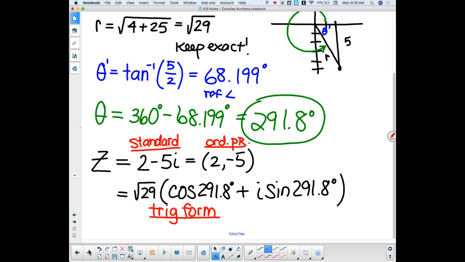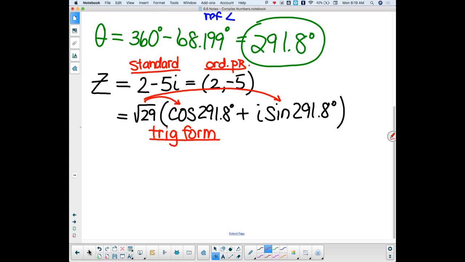How can we check it to know if my standard form and my trig form are correct? That's a great question, Mrs. Hill. Well, we could distribute the square root of 29 into the cosine of 291.8 degrees. And if we do that, granted, we would have probably rounded this, but it should get us something very, very close to 2. And then if we distribute it and multiply it by the sine of that, we should get something very, very close to negative 5.